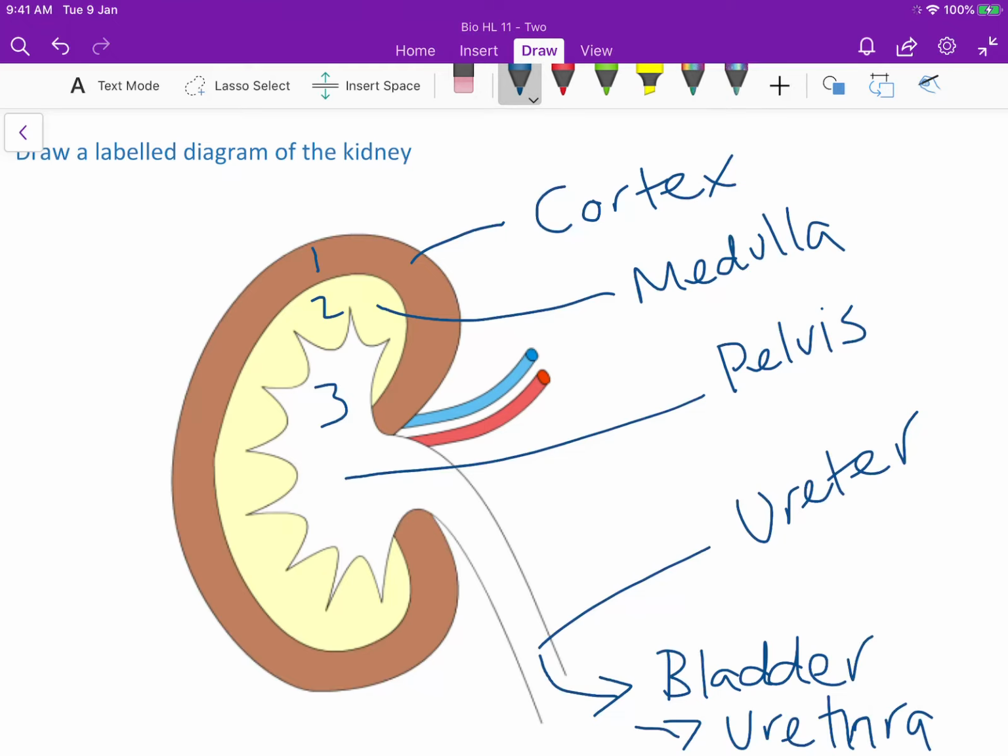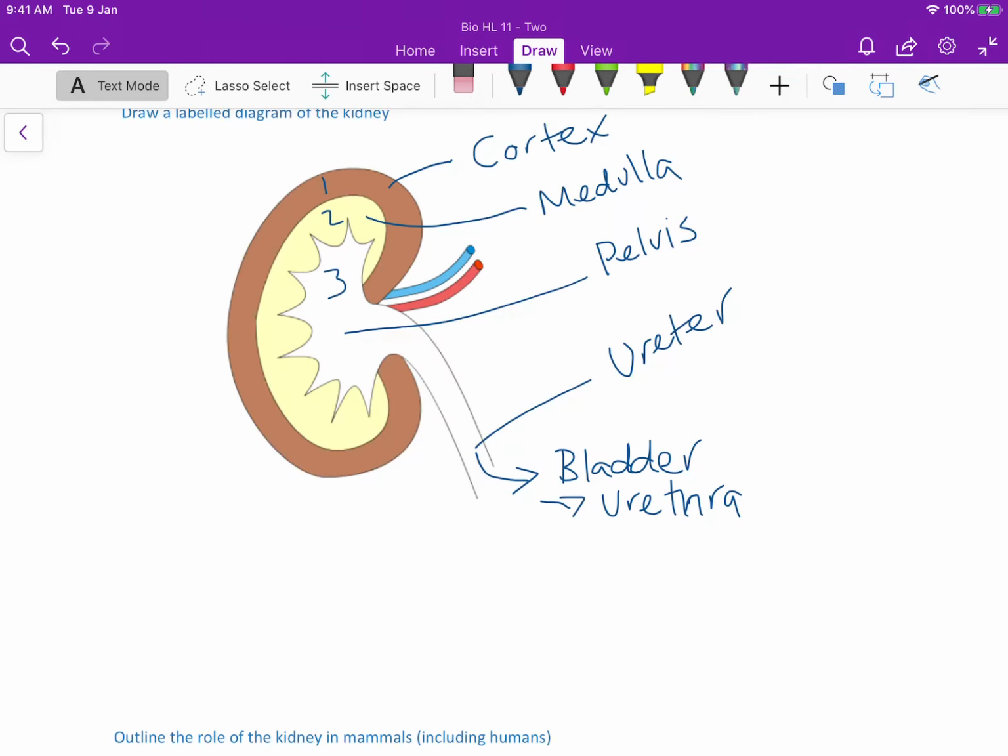Okay, so that's the diagram that you need to be able to label. And we want to also think about next what different things are happening in the different parts of the kidney. So let's have a look at the question which is just at the bottom now. What's the role of the kidney in mammals, including humans?